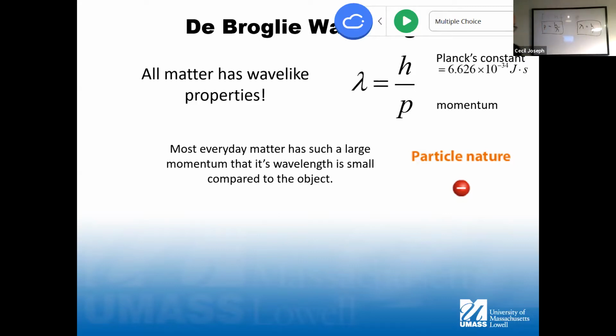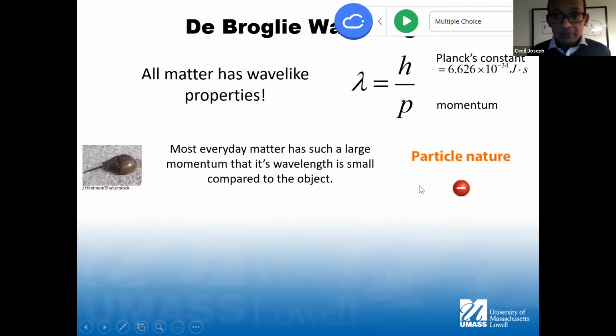So for a tennis ball moving at an ordinary speed, the wavelength comes out to be 10 to the minus 31 meters. What that means is, in order to see a tennis ball interfere or diffract or behave like a wave, I need slits which are of the order of 10 to the minus 30 meters. Nothing is that small. So we do not see the wave nature of ordinary large objects simply because they have a large momentum. So we see their particle nature. Because of their large momentum, we don't see them interfere and diffract.